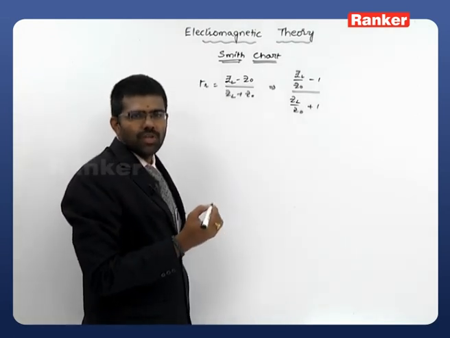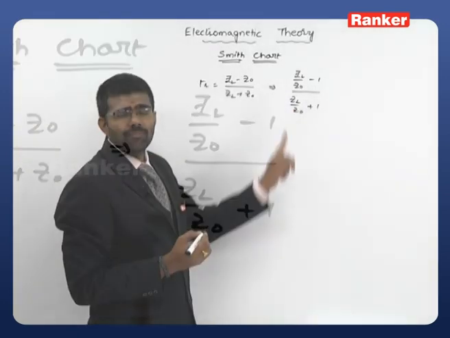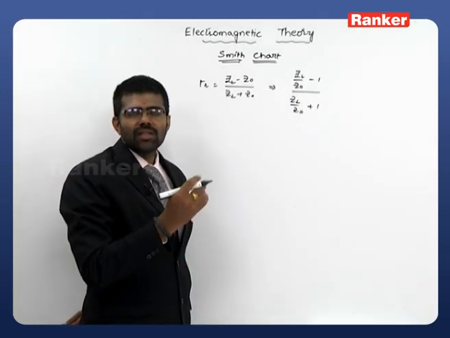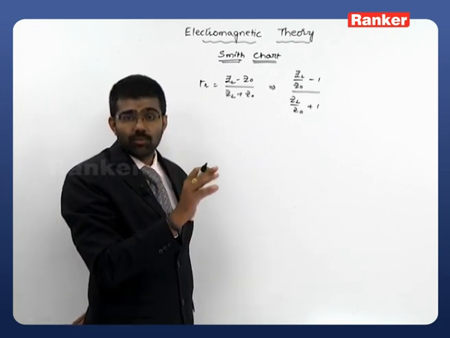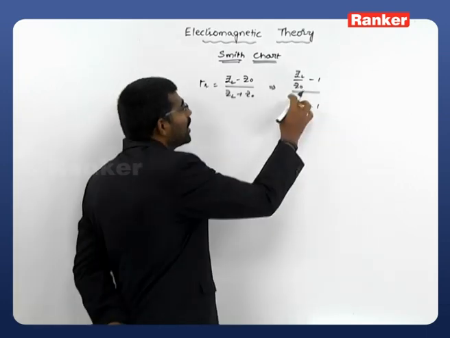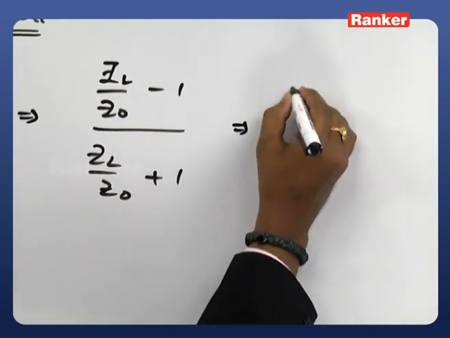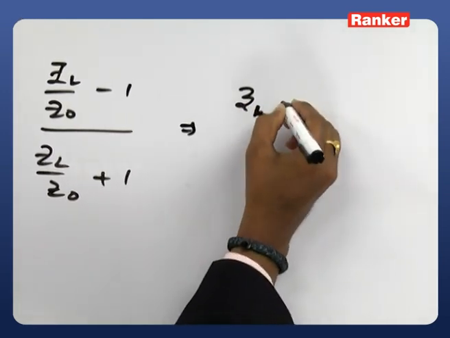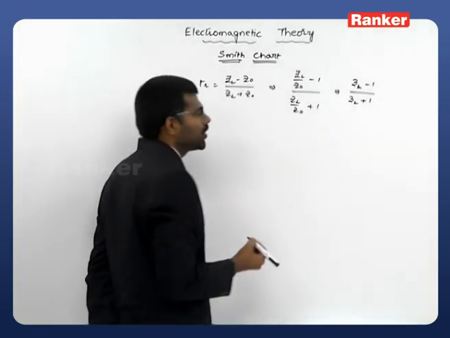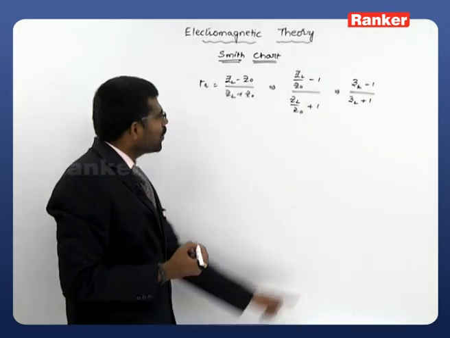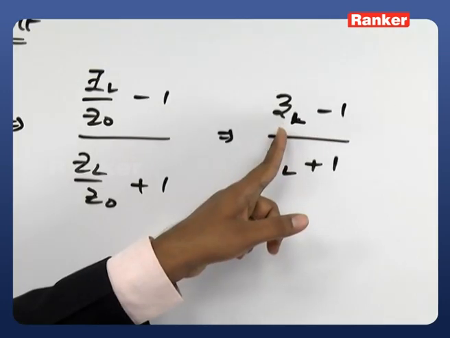As we observed and discussed in our previous class, ZL by Z0 is always said to be a normalized impedance. Whenever we divide an impedance by the characteristic impedance of the transmission line, whether it is the input impedance or load impedance, it is said to be the normalized impedance. This is denoted with a lowercase z. So I am writing this as zL minus 1 divided by zL plus 1. This is the parameter we have for our reflection coefficient in terms of the normalized load impedance.